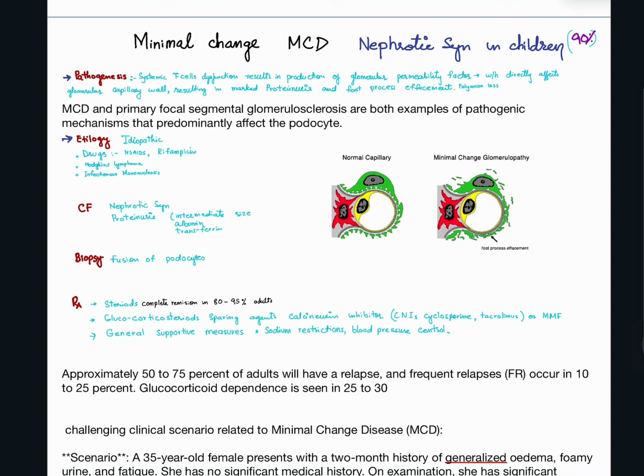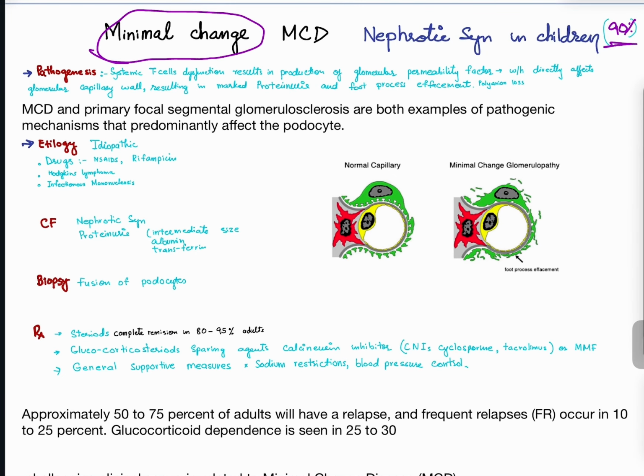Today's topic is minimal change disease. Minimal change disease is a major cause of nephrotic syndrome in children, approximately 90%, and in a minority of adults, approximately 10%. Why does it happen? What's the pathogenesis behind minimal change disease?